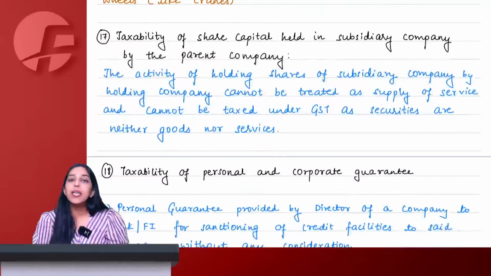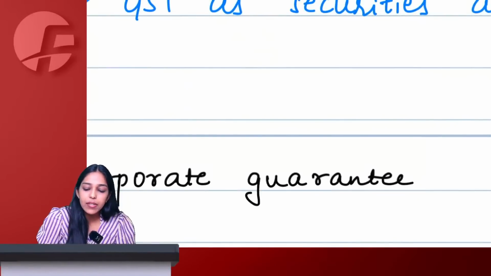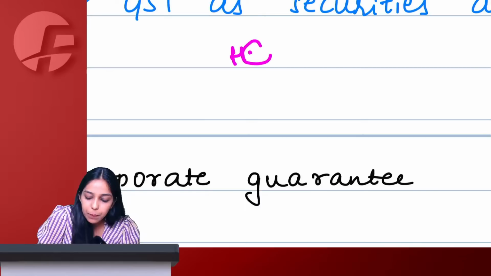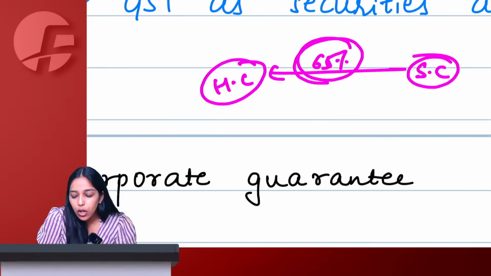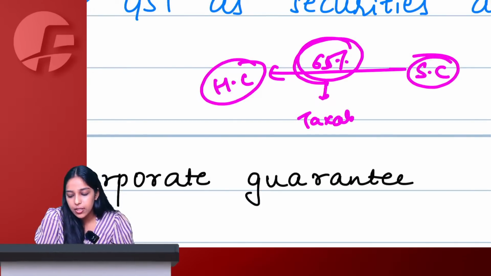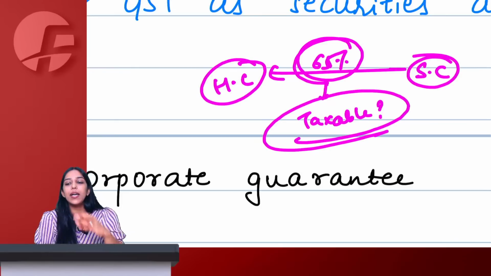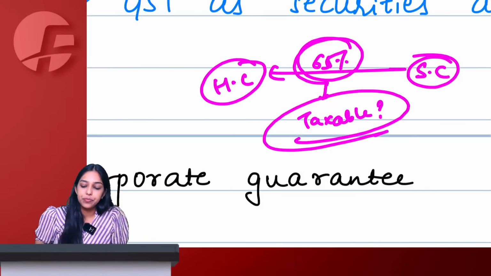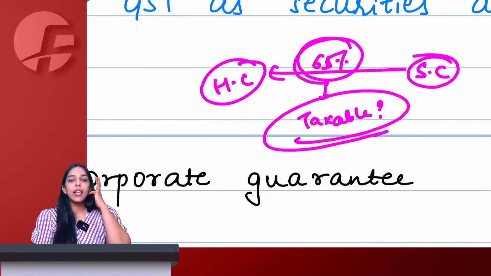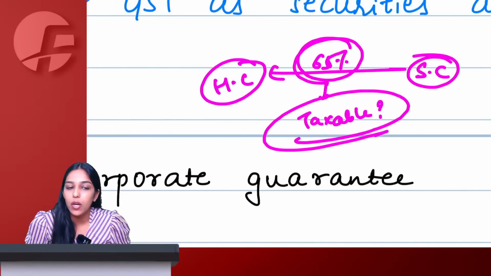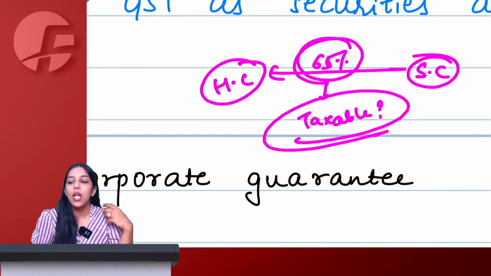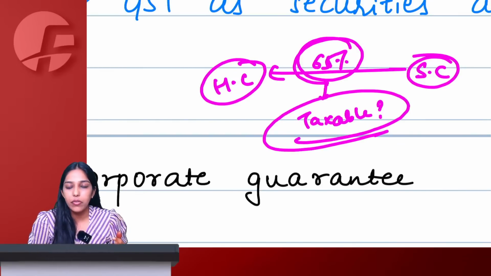Got it. Taxability. Chalo, without even explaining, I will simply ask you. A holding company, let us say a holding company is holding 65% shares of a subsidiary company. Will the holding of these shares be taxable under GST? I have not even explained and I am straight away asking you this question: will holding of shares by a holding company of a subsidiary company be treated as taxable?